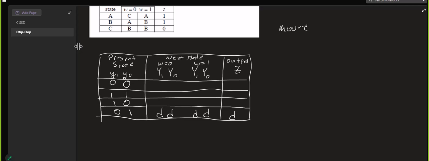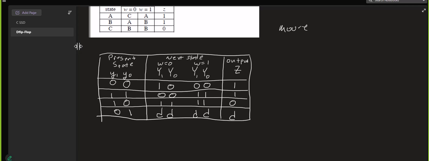Now, when w equals 0, A goes to C, and C is 1, 0. When w equals 1, A goes to A, and A is 0, 0. And our output column is going to be the same as in our state table. When w is 0, B goes to A, which is 0, 0. When w is 1, B goes to B, which is 1, 1. And when w is 0, C goes to B, which is 1, 1. And when w is 1, C goes to B, which is 1, 1.